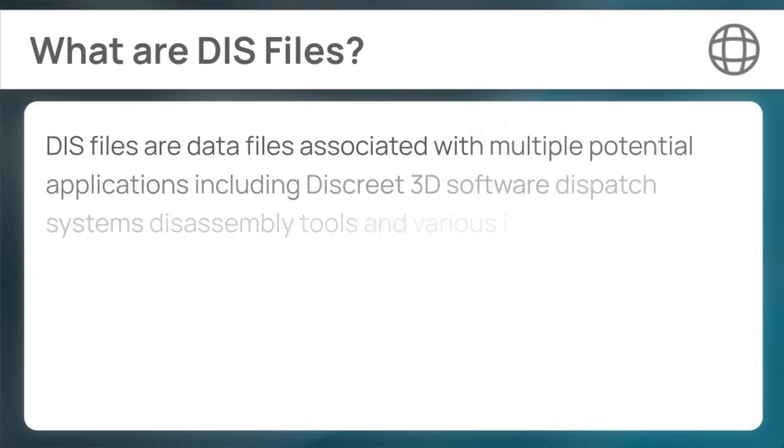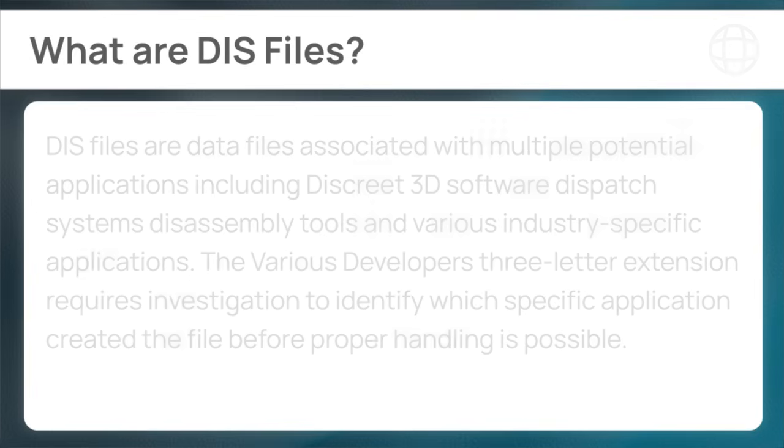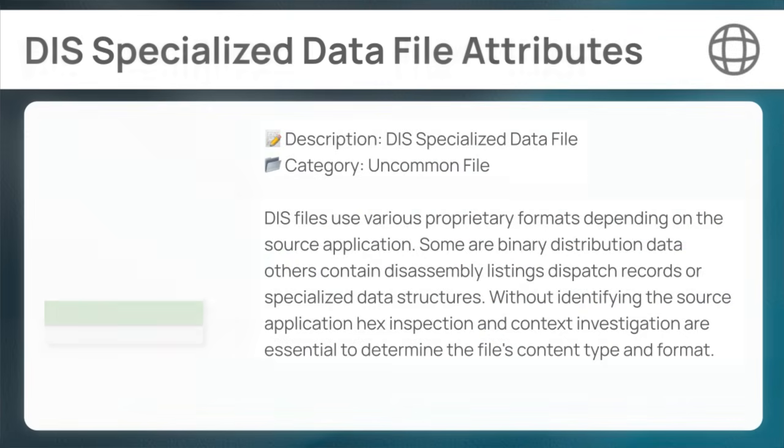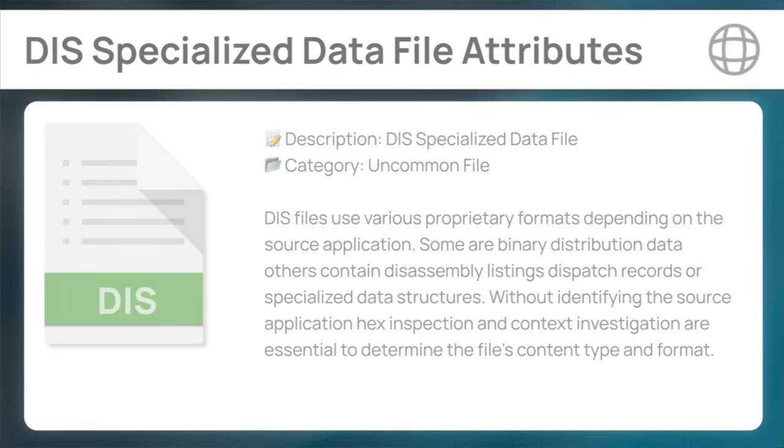DIS files are data files associated with multiple potential applications, including discrete 3D software, dispatch systems, disassembly tools, and various industry-specific applications. The various developers' three-letter extension requires investigation to identify which specific application created the file before proper handling is possible. DIS files use various proprietary formats depending on the source application. Some are binary distribution data, others contain disassembly listings, dispatch records, or specialized data structures. Without identifying the source application, hex inspection and context investigation are essential to determine the file's content type and format.